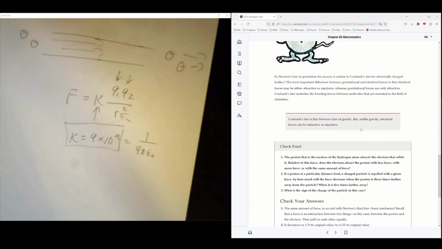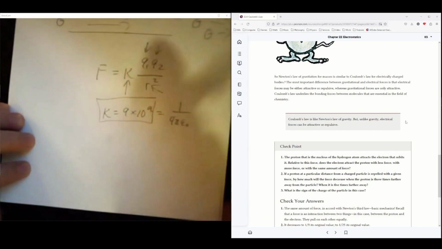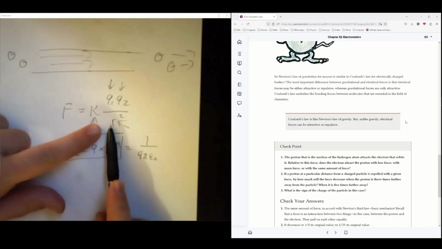Coulomb's law is like Newton's law of gravity. It is, well, oh man. I consider that a dangerous statement. Now, the reason that they say that, because here is Coulomb's law.